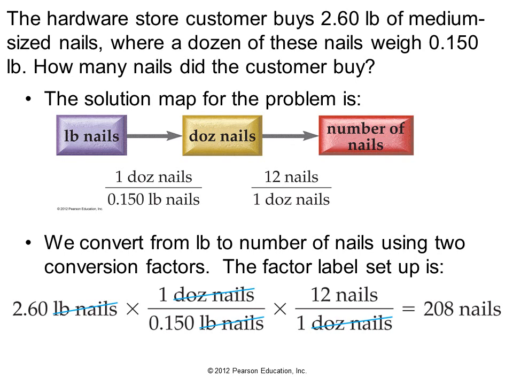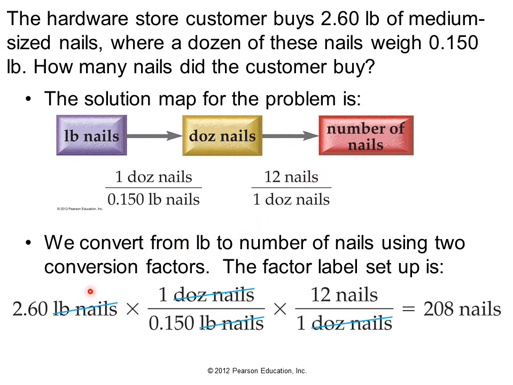The hardware store customer buys 2.6 pounds of medium-sized nails, where it's known that a dozen of these nails weigh 0.150 pounds. How many nails did the customer buy? The solution map is simple. We're given the pounds of nails that he bought. We can convert that to dozens of nails because we know 1 dozen equals 0.15 pounds, and we can convert the dozens of nails to actual count of nails because we know 1 dozen is 12.